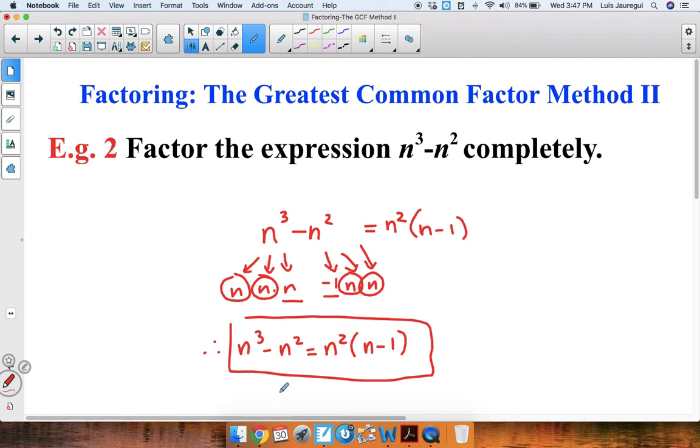So that concludes this particular video where we were factoring by using the greatest common factor method part 2.